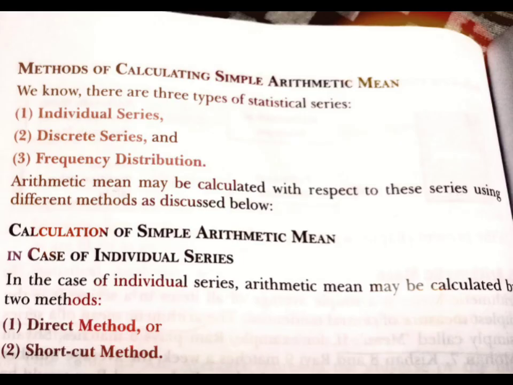Okay, now this is the portion of your book where the series were given. Like there were 3 statistical series: individual, discrete, and frequency distribution. Individual series is calculated with 2 methods. Number 1 is direct method, number 2 is shortcut method. So let's look at the first method, how we can calculate, as you have already done.